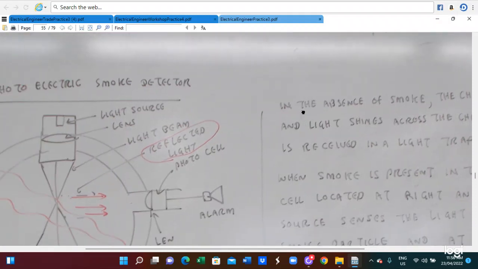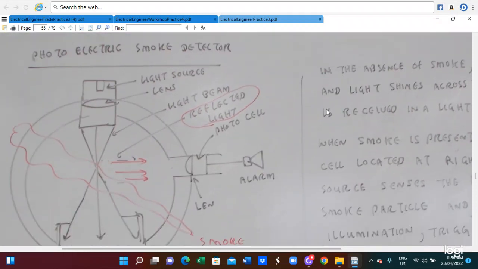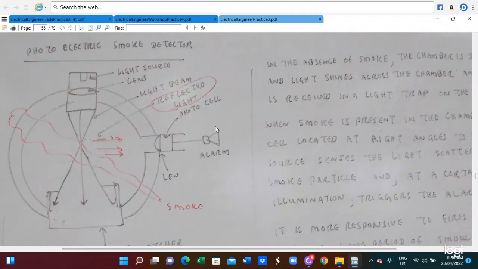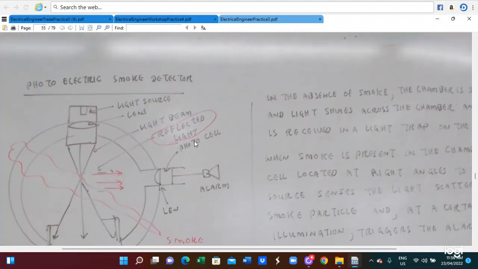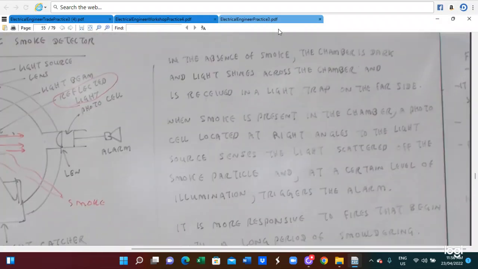So this is the photoelectric smoke detector connection system. This is a photocell, and the light source is sent. When smoke interrupts the light, the electrical current flows and then it sounds the alarm. The photoelectric smoke detector uses the principle of scattered or reflected light to indicate the presence of visible smoke. In the absence of smoke, the chamber is dark and the light travels across the chamber and there is no reception of light on the receiver side.